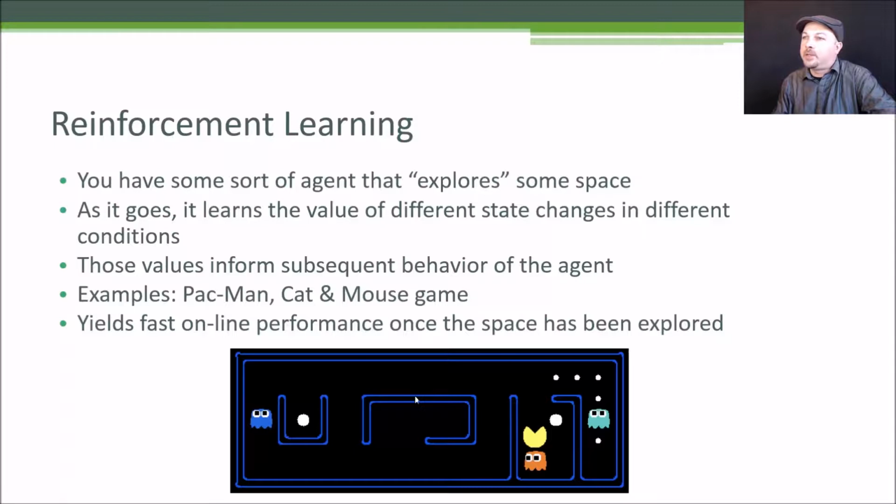In addition to Pac-Man, there's also a game called Cat and Mouse. That is an example that's used commonly that we'll look at later. The benefit of this technique is that once you've explored the entire set of possible states that your agent can be in, you can very quickly have very good performance when you run different iterations of this. So you can basically make an intelligent Pac-Man by running reinforcement learning and letting it explore the values of different decisions it can make in different states, and then storing that information to very quickly make the right decision given a future state that it sees in an unknown set of conditions.